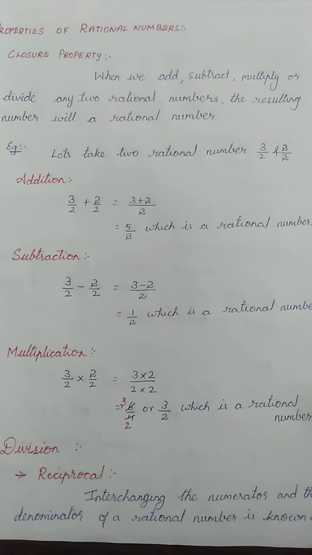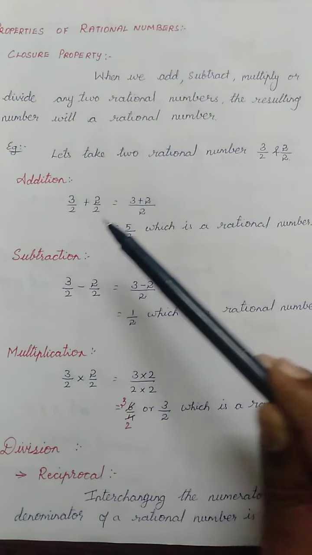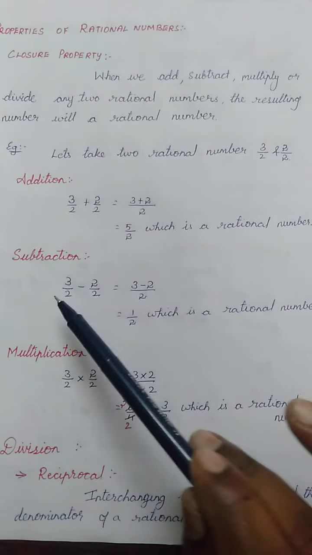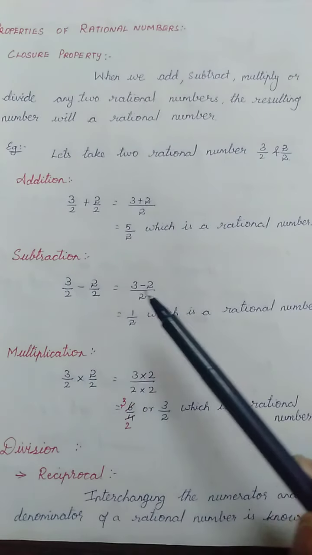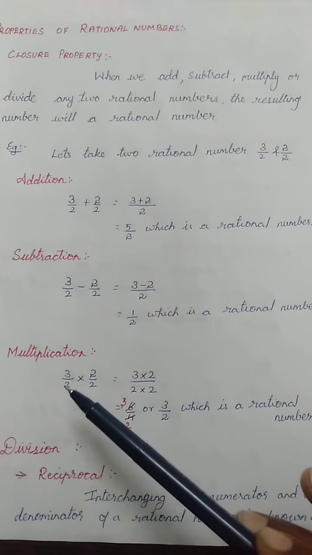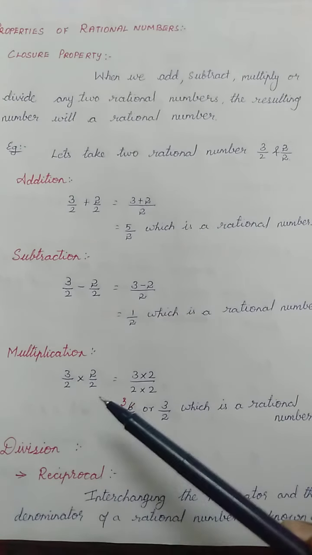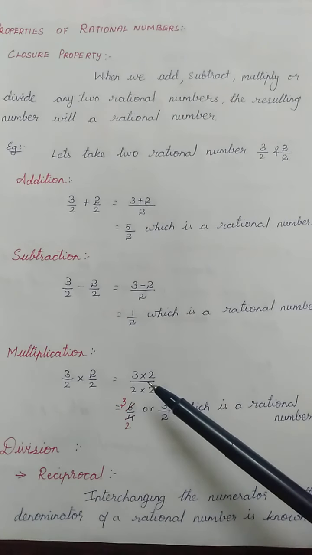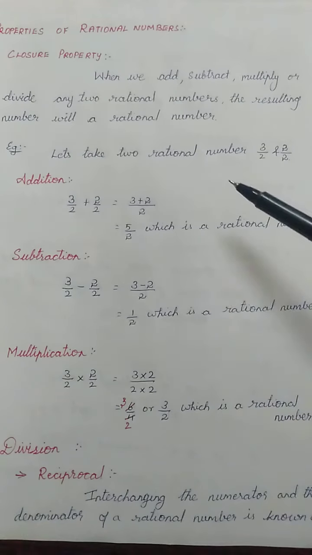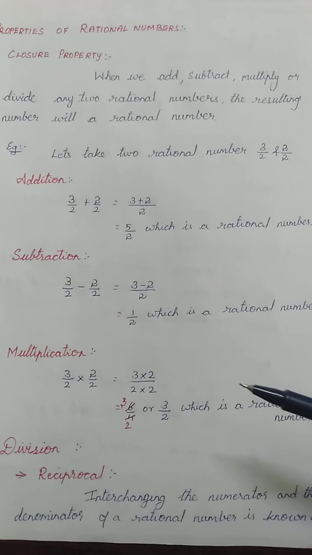So closure property is true for addition because whenever we add two rational numbers, we get a rational number. Whenever we subtract any two rational numbers, the resulting number is also a rational number. And in multiplication, whenever we multiply two rational numbers, again the resulting number is a rational number. So for these three operations, closure property is true in rational numbers. Whereas, let us check in division.